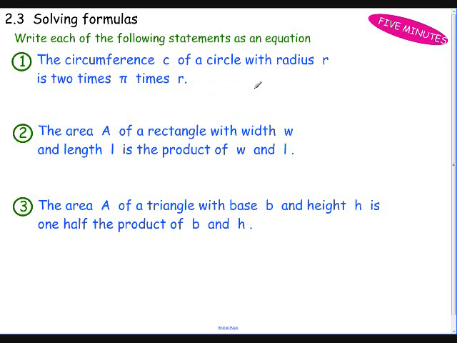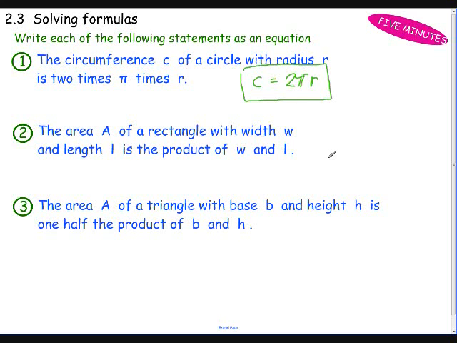The circumference of a circle with a radius r is, there's the C, equals 2 times pi times r. You know this anyway, right? But here it is in words, and we translate it into a formula.